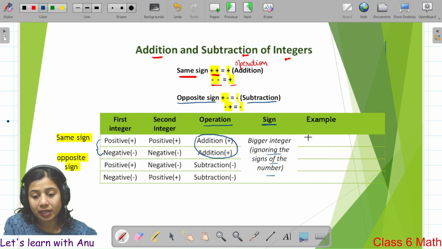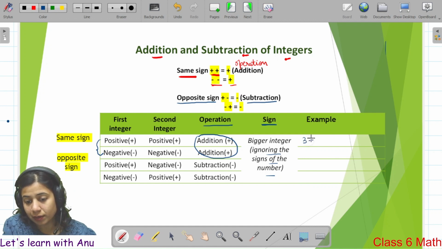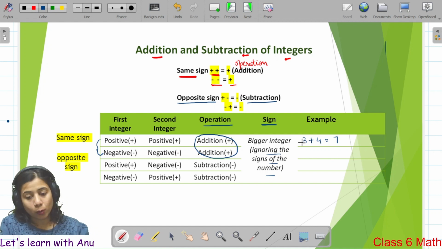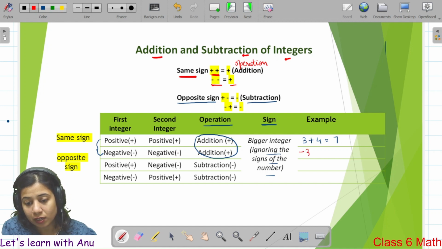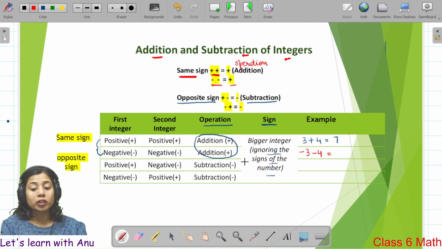For example, we have both positive numbers, 3 plus 4, right? The answer is 7. So 3 is positive. When nothing is written in front of the integer, it means it is positive. Then both are negative integers, like here we have minus 3, minus 4. Again, both are negative integers. So which operation? Addition. So 3 plus 4 is 7.